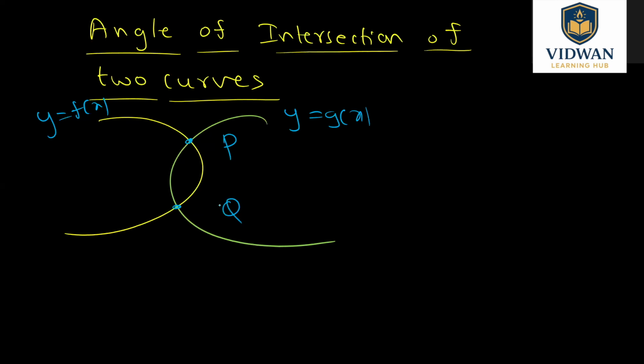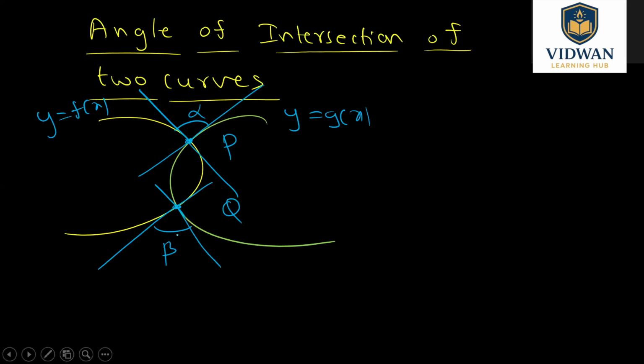So what is the meaning of angle of intersection of the curves? At the intersection point, you draw a tangent to first curve and a tangent to second curve. If the angle between the tangents is alpha, alpha can be called as the angle of intersection of the curves at P. Similarly, at point Q, draw a tangent to first curve as well as second curve. If the angle between the tangents is beta, we say angle of intersection of the curves is beta.